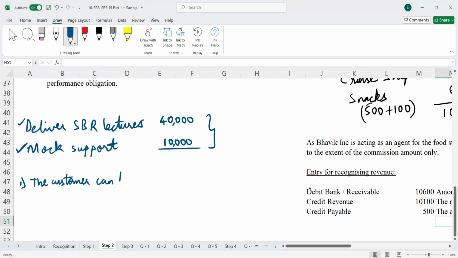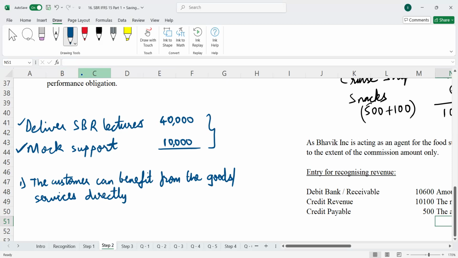can benefit from the goods or services directly on its own or with resources readily available. Now, what do I mean by with resources readily available? You can take these goods or services from someone else also. With resources readily available.